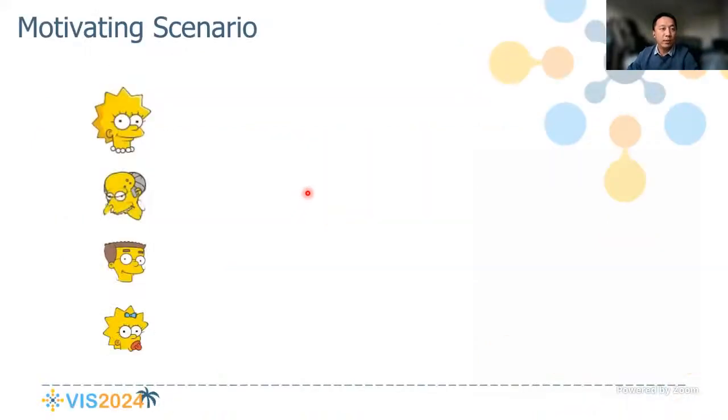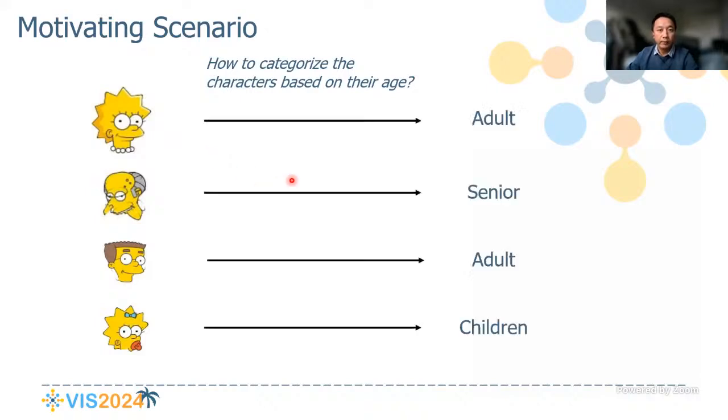Let's start from the motivation. Let's look at some characters from the Simpson cartoon. Generally, they have different ages. So how do we categorize the characters based on their age? Normally, we give them different labels like adult, senior, children, and so on.